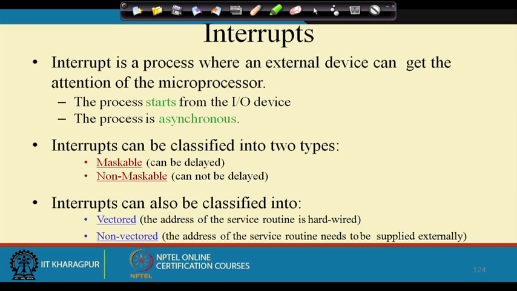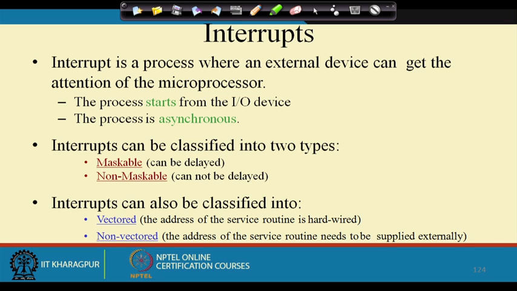The IO device will send an interrupt to the processor, and this whole process is asynchronous. Asynchronous means it is not synchronized with the CPU, the processor clock. It is not mandatory that the interrupt should occur at the clock edges. It is totally asynchronous; it can come at any point of time. Whether it will be answered by the processor or not depends on many other things, as we will see slowly, but the occurrence is asynchronous.